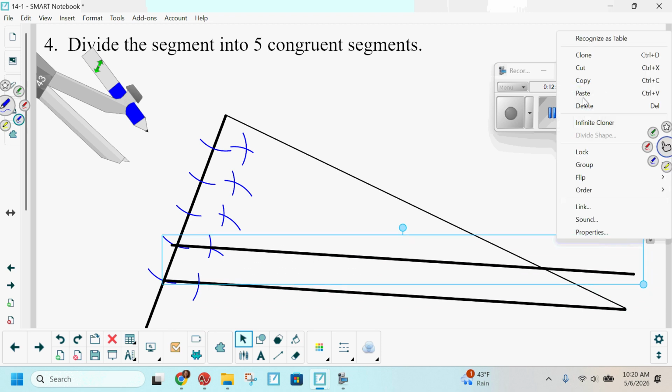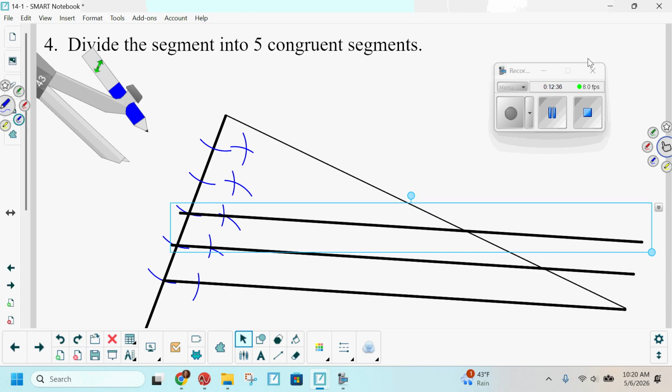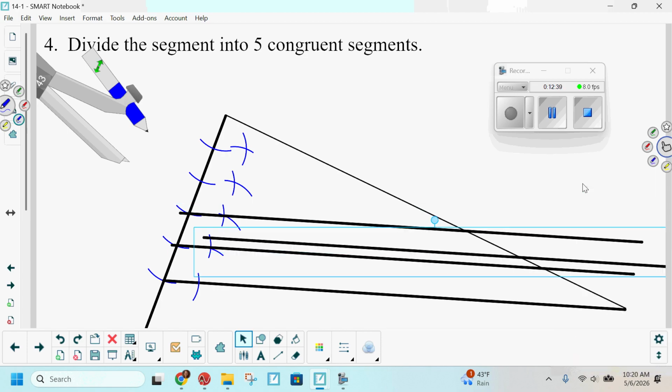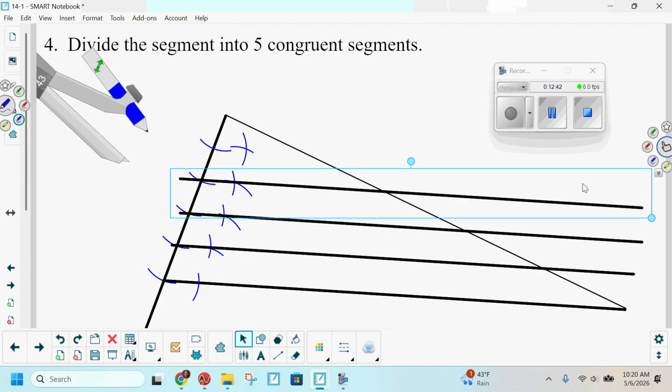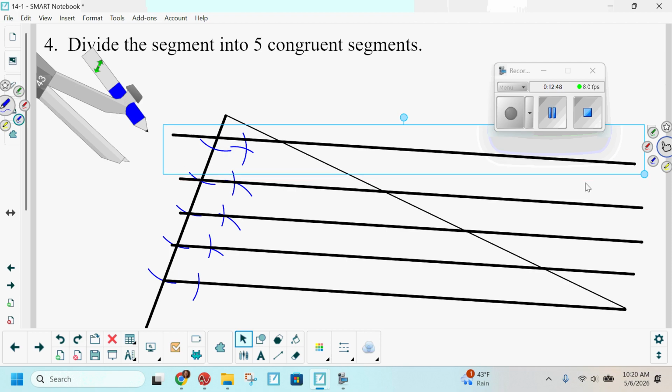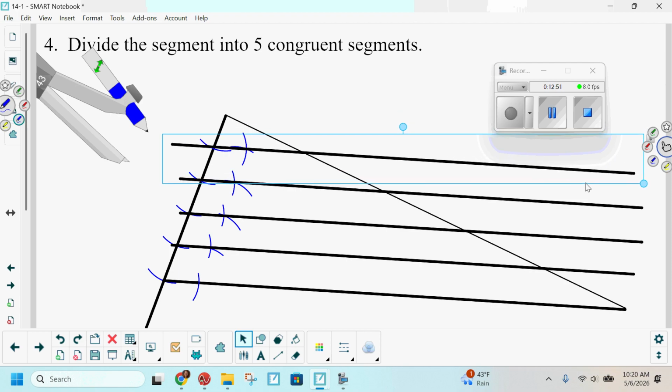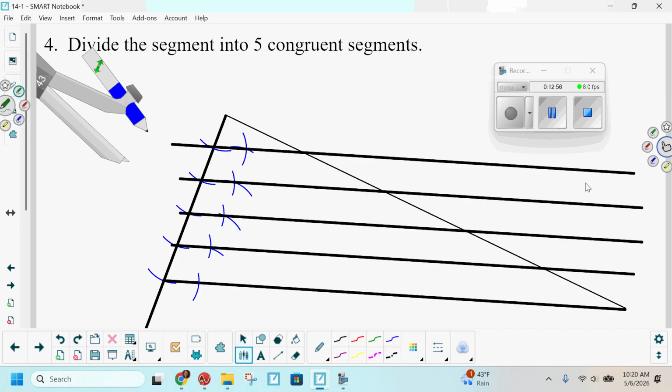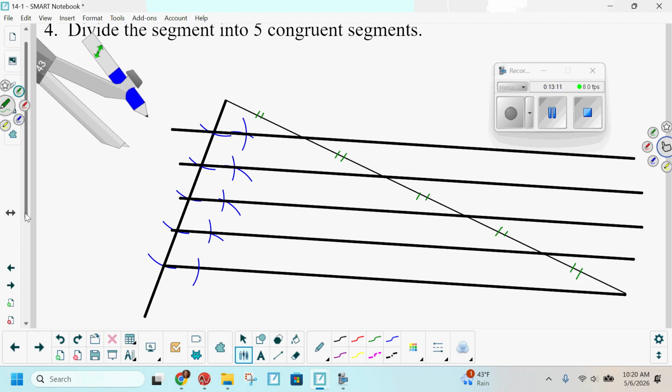So I've got that one, and look how nicely we're going through those 2 marks. So what I've essentially done is I have broken this into 5 congruent pieces. So 1, 2, 3, 4, and 5. This is definitely tricky. Do your best. Your pieces might not look that congruent, but just try to be as accurate as you can.